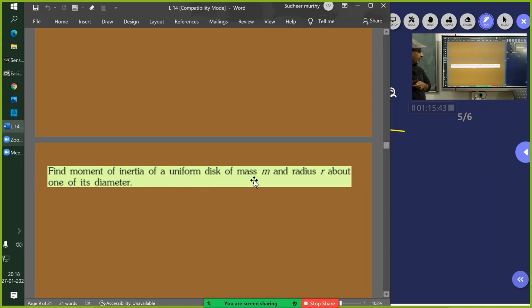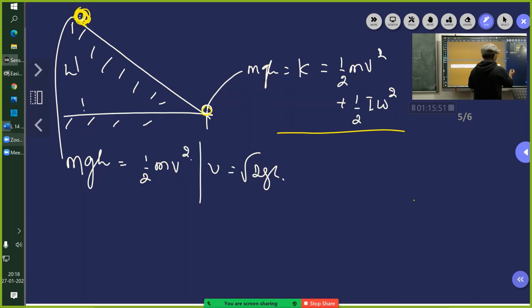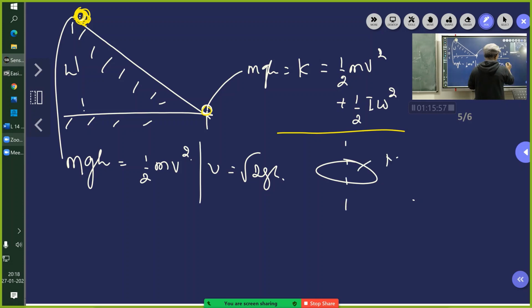So find the moment of inertia of a uniform disk of mass m and radius r about its diameter. Can you find it? Yes, sir. So about this axis, for a disk, it is mr square by 2. Now they are asking about the diameter.